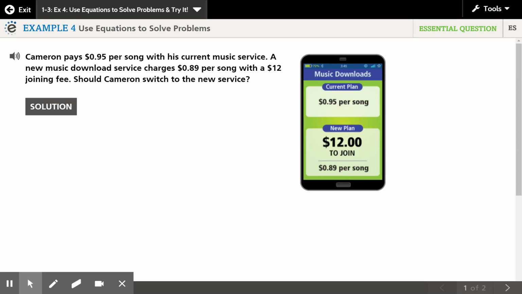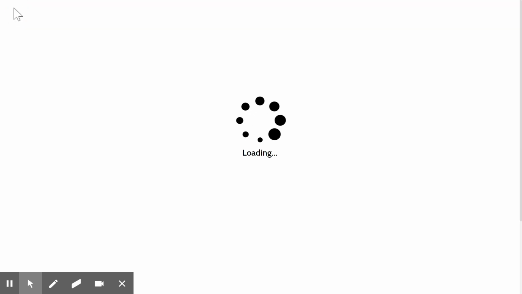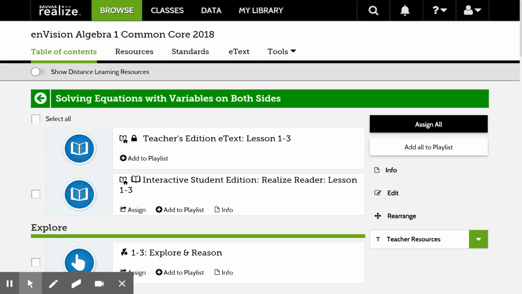Hello students, this is Mrs. Kerr. Today we are going to do example 4, use equations to solve problems and try it. So this is going to be a modeling type question.